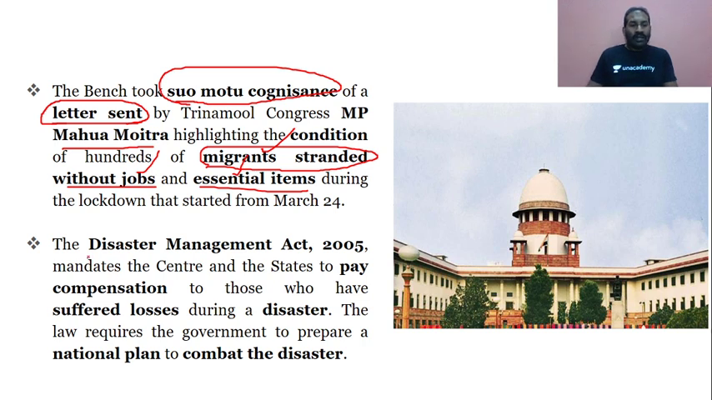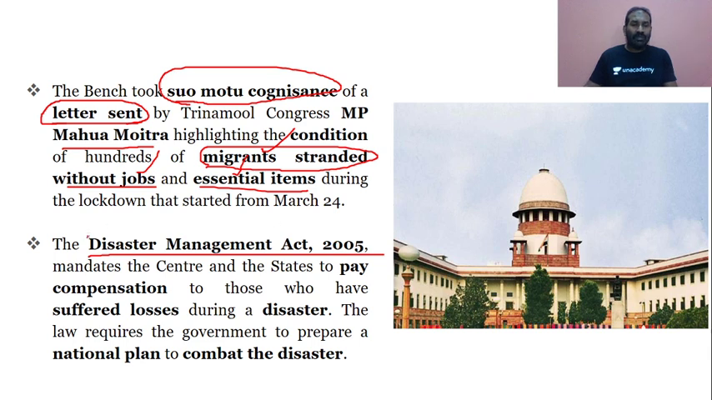And then the Disaster Management Act 2005 mandates the center and the states to pay compensation to those who have suffered losses during a disaster. And yes, this is a disaster. The Disaster Management Act 2005 has also been invoked by the central government because of the national lockdown. Based on the Act, it mandates the center and the states to pay compensation to those who are suffering losses due to the disaster.